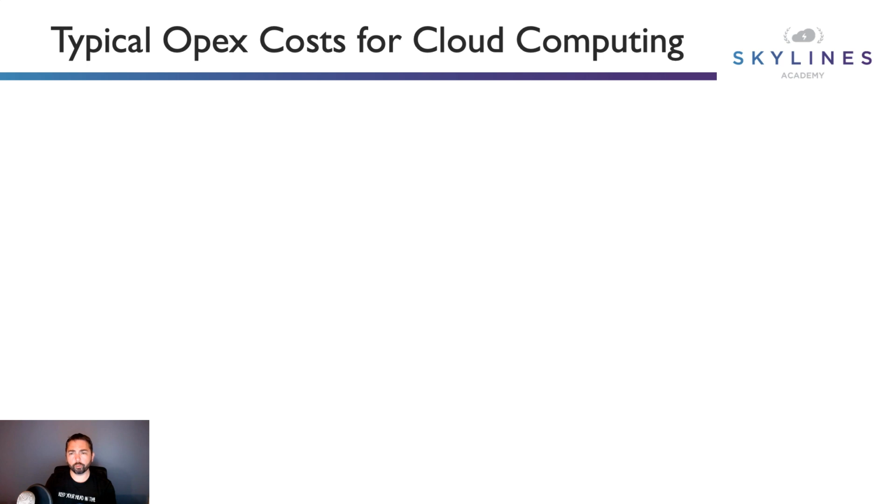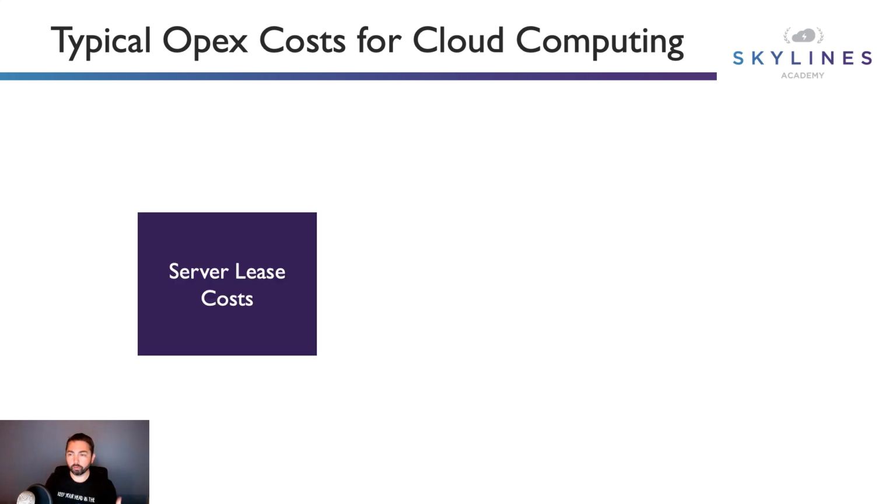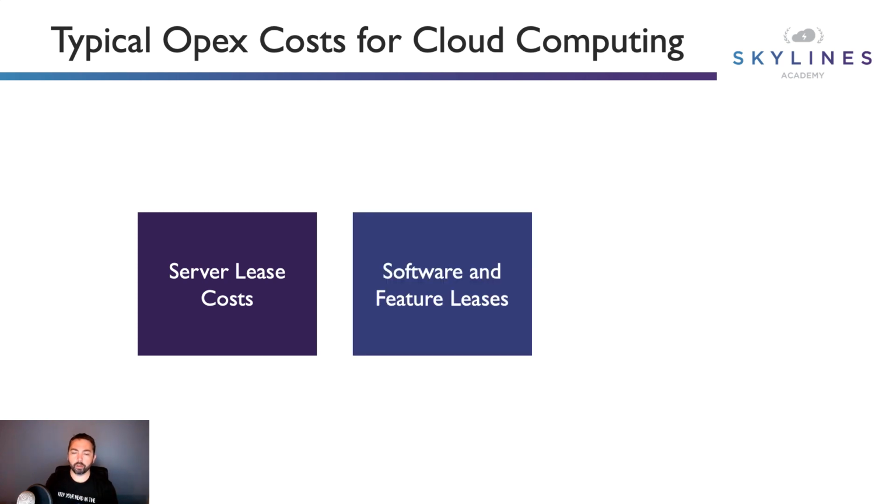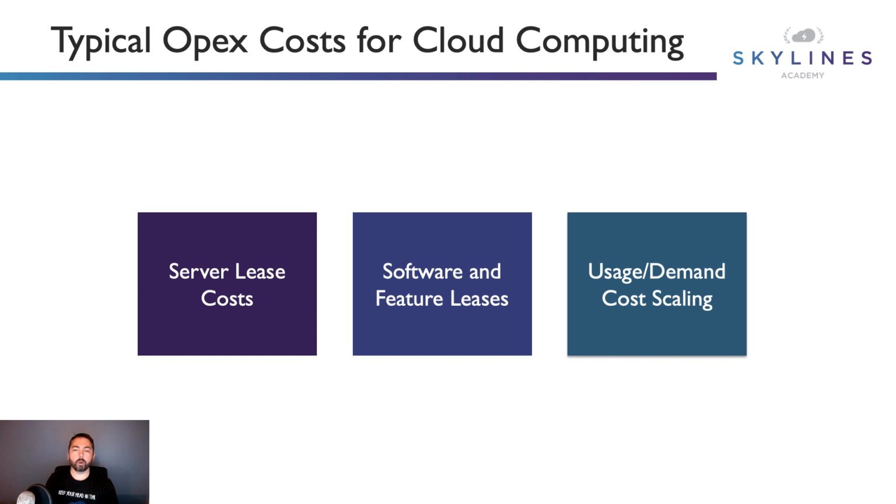Typical Opex costs for cloud computing, when you're thinking about Azure, are things like the server lease costs. I want to run a virtual machine for a period of time, and I pay for what I use there. Software and feature leases, maybe I'm adding on additional software. This would also typically be on demand in a lot of cases. And then usage, demand, cost, scaling.